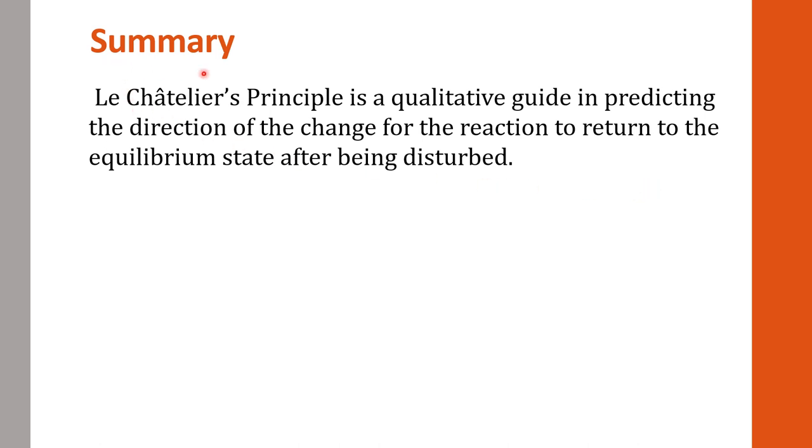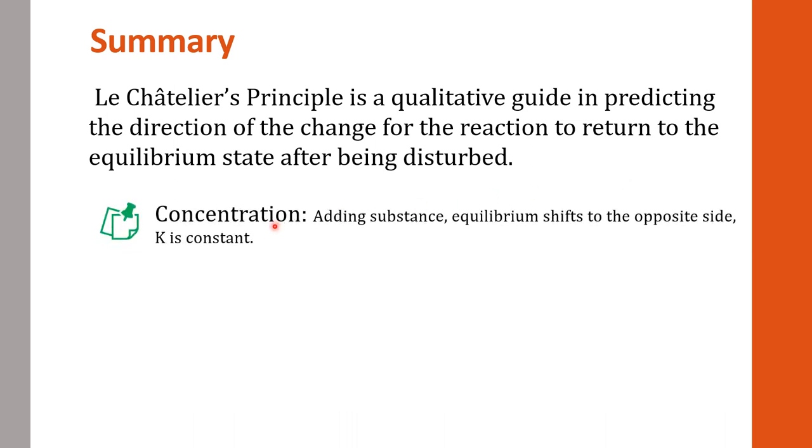Now, let's see the summary. Le Chatelier's principle is a qualitative guide in predicting the direction of change for a reaction to return to the equilibrium state after being disturbed. We have seen the change in concentration. If we add a substance to the equilibrium system, the equilibrium will shift to the opposite side of that change, but K is constant. If we add reactant, it will shift to the product side. If we add product, it will shift to the reactant side. So it shifts to the opposite side of the substance that has been added.